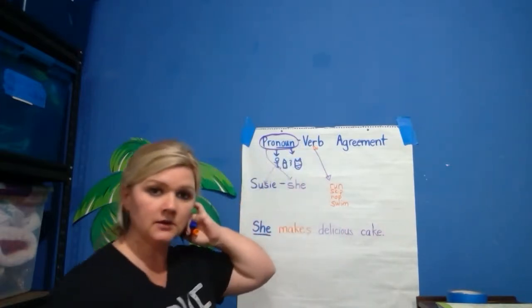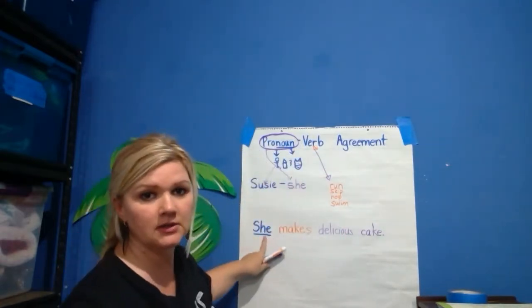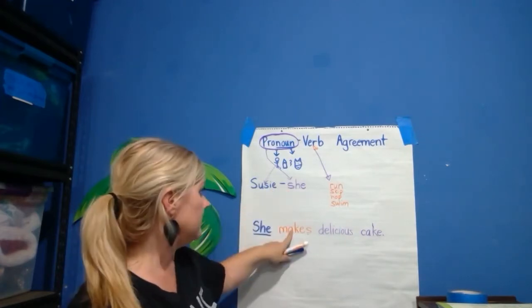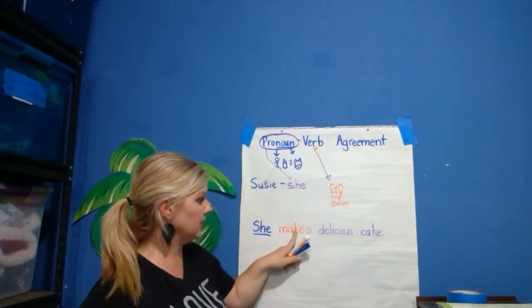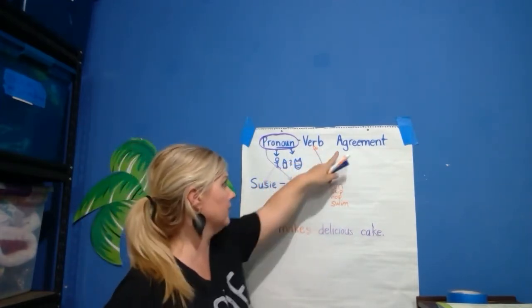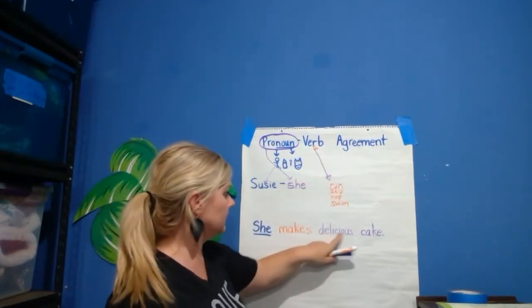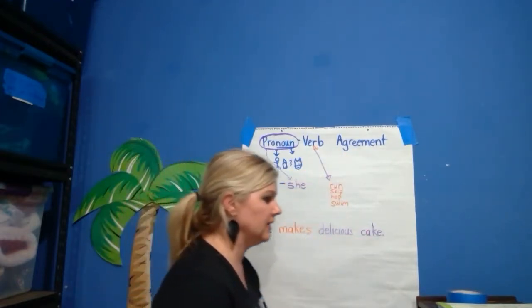All right, so can you see that? She is the pronoun, it replaces the name of the noun. Makes is our verb, something we can do, and we have the agreement, which is adding the S to our verb. Delicious cake.